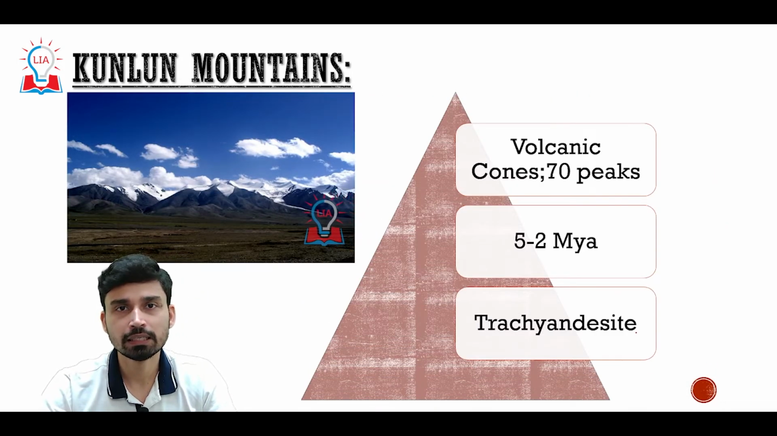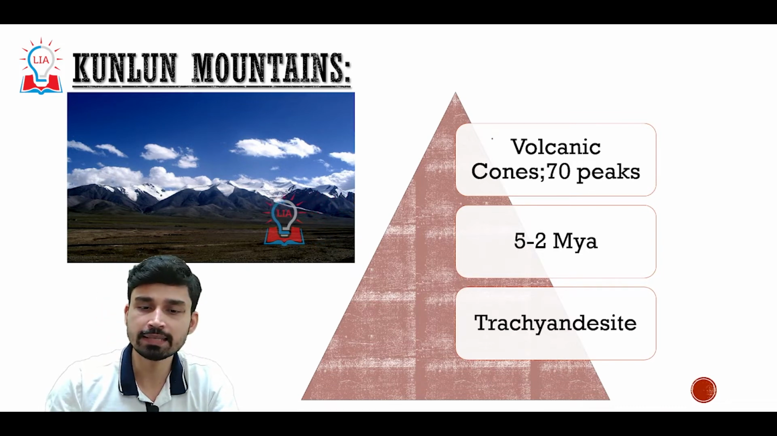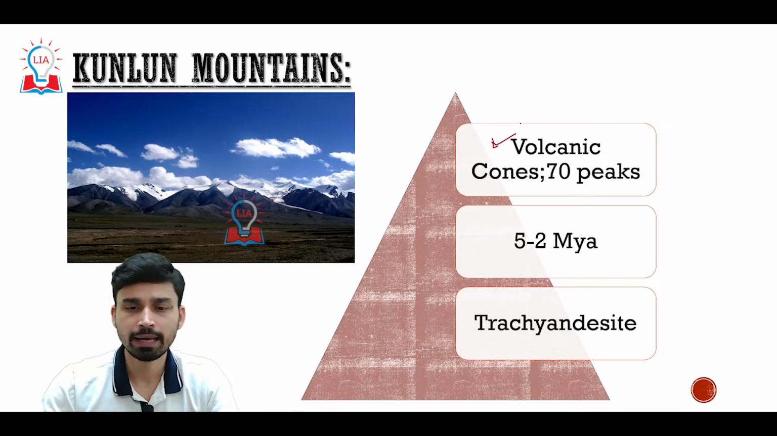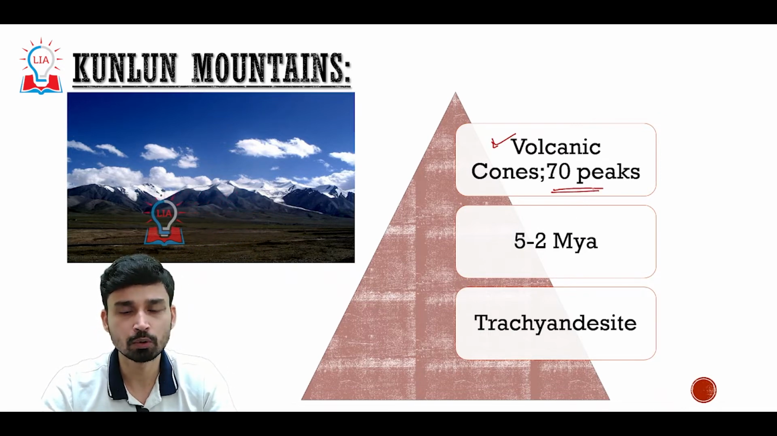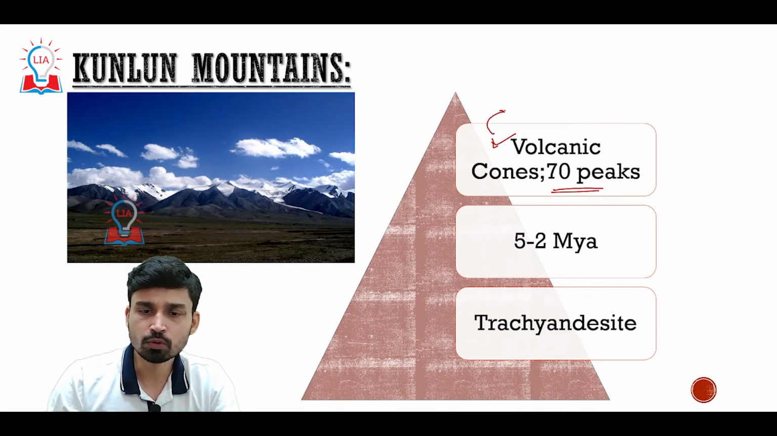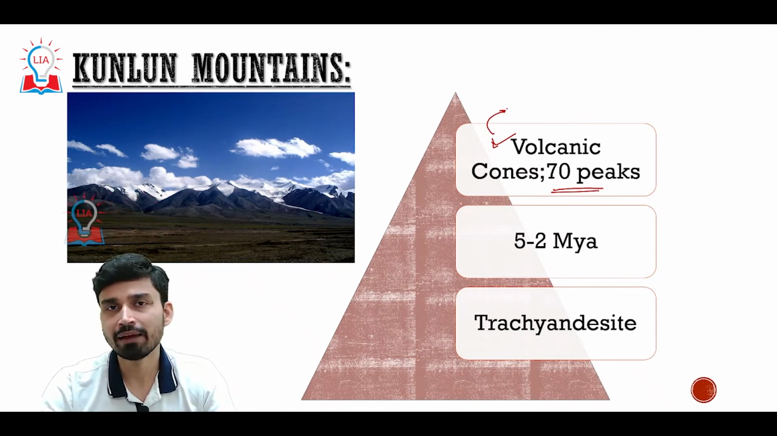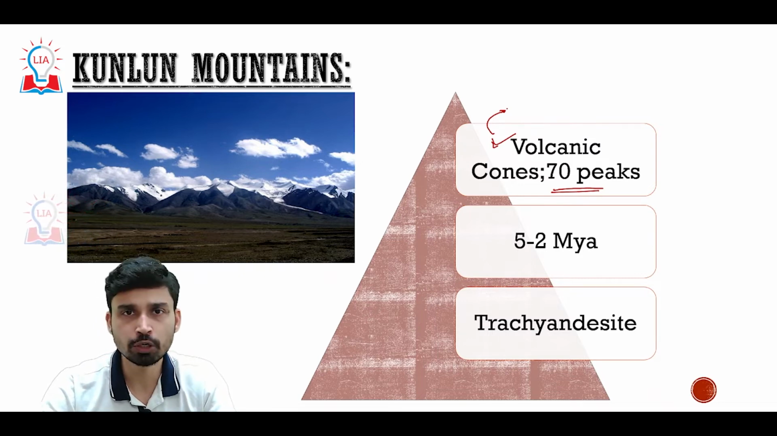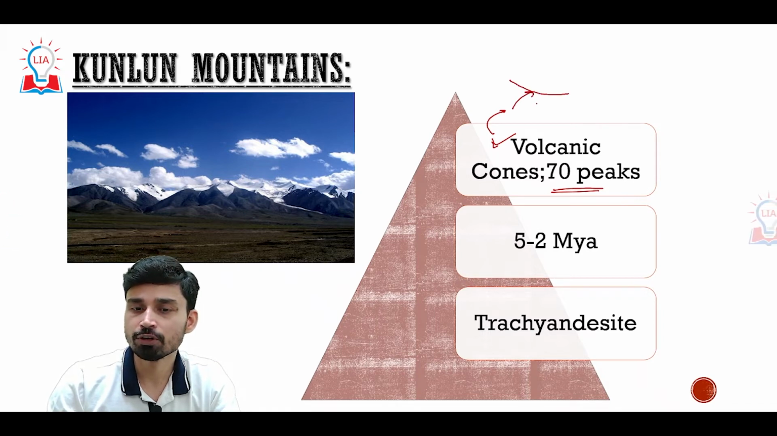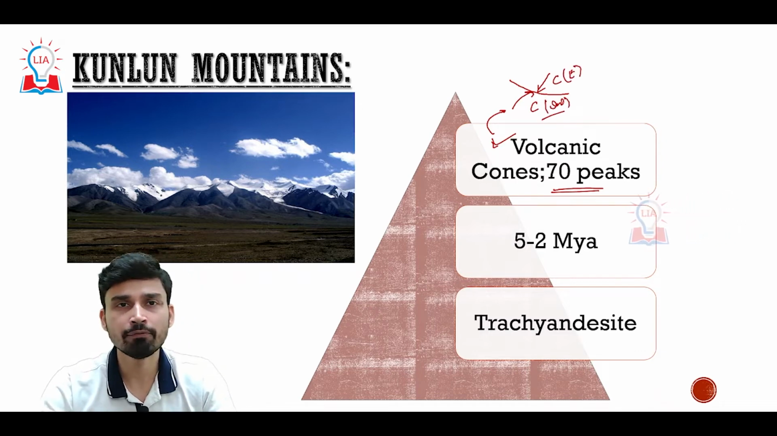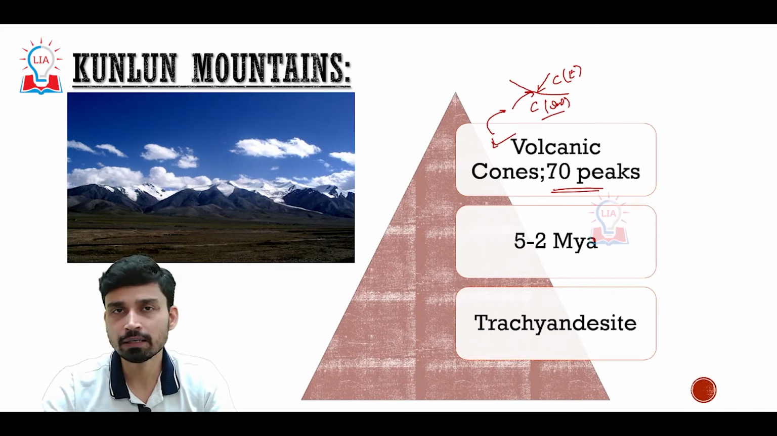Apart from that, geographically, the Kunlun mountain is an example of a volcanic cone mountain, and there are almost 70 different volcanic peaks that make up this range. How these volcanoes have developed is still not completely understood, because this region lies in the area of convergence between two continental plates, the Eurasian plate from the north and the Indian plate from the south. However, we do not understand why and how the continental convergence led to the formation of volcanoes.